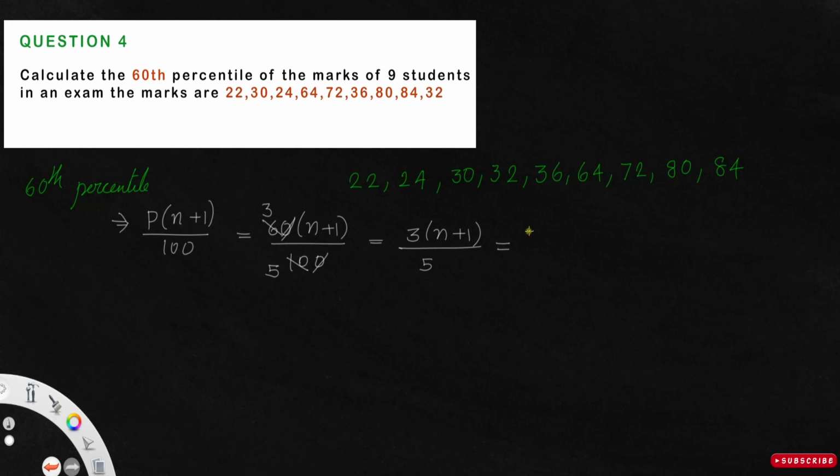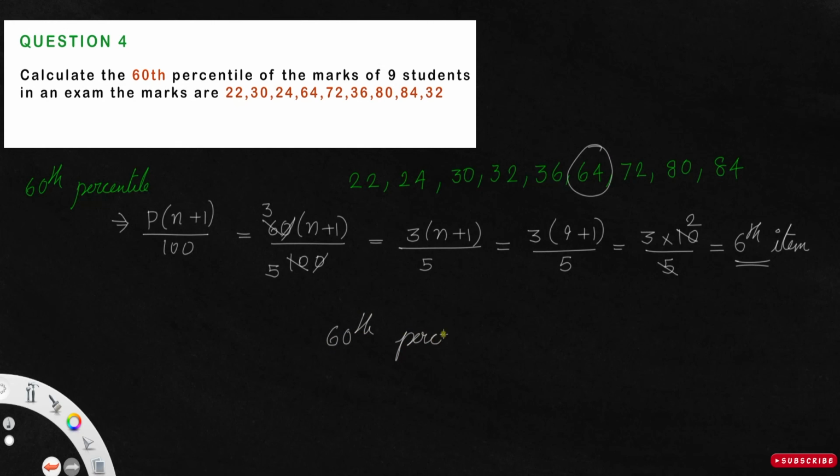Now we have n equal to 9. So 9 plus 1 divided by 5, which will be 3 into 10 by 5. Can cancel this 10 with 5, so it will be the 6th item. This one is actually simple, the 6th item. So what's the 6th item? It's actually 64. So the 60th percentile here will be the 6th item, that is actually 64. Clear?